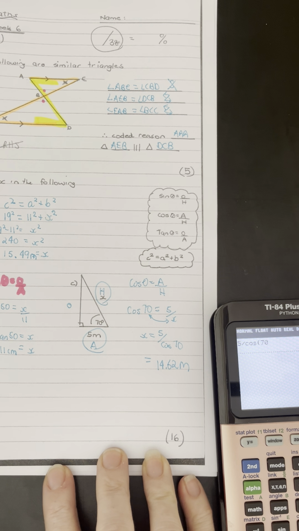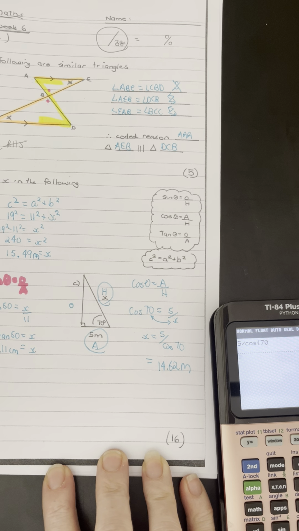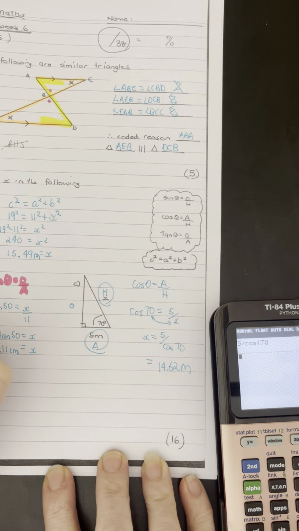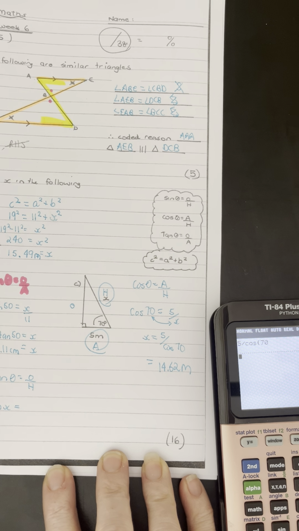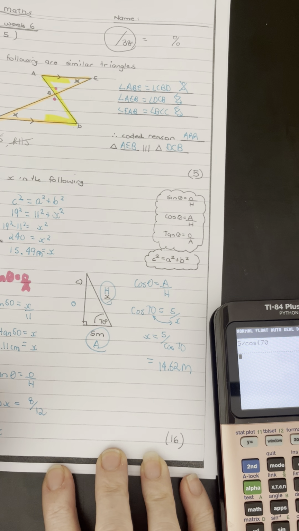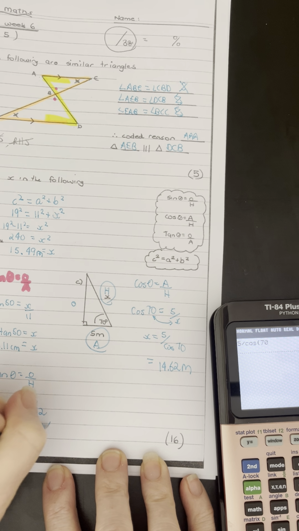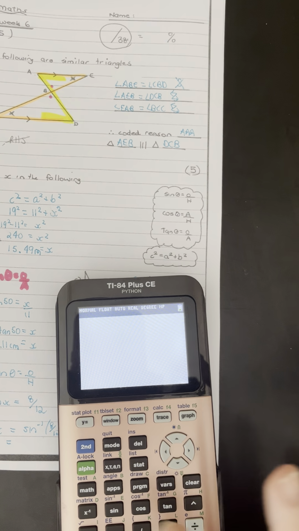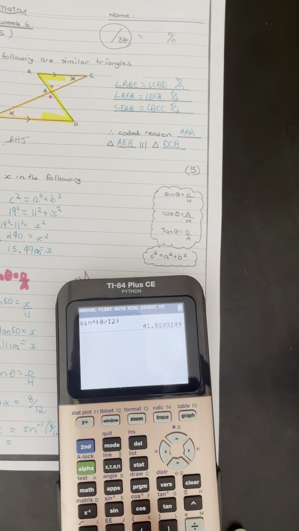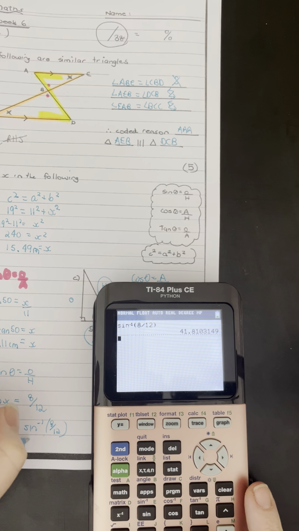For part D, I've got the same thing again. I'm going to label my triangle, A, O, H. This time I've got something with O and H. So it's going to be sine theta equals opposite over hypotenuse. So sine x is equal to 8 over 12. Now we want to find out what x is, so we need to do sine to the negative 1 of 8 over 12. So I grab my calculator. To do that, I'm doing second sine, 8 over 12. Press enter, and I get 41.81 degrees.